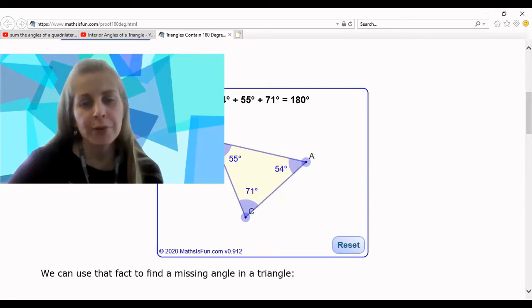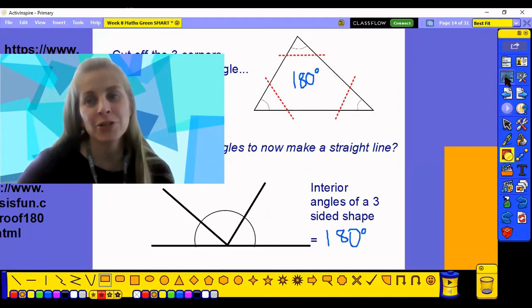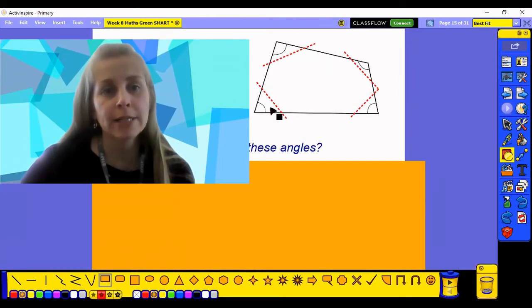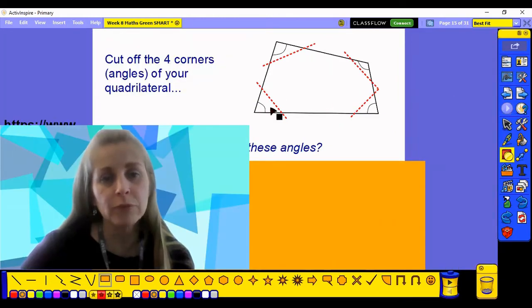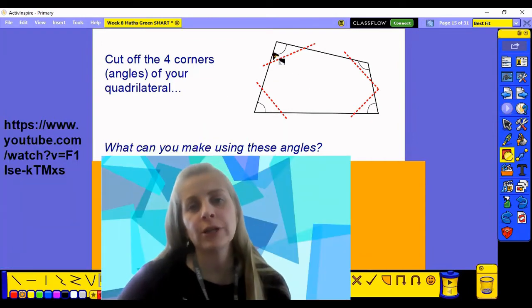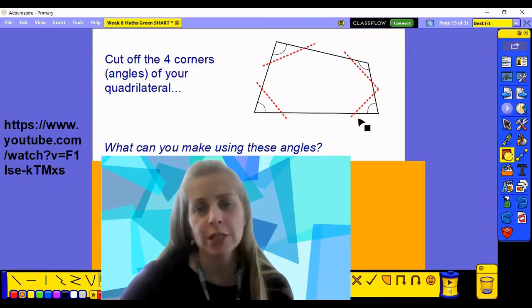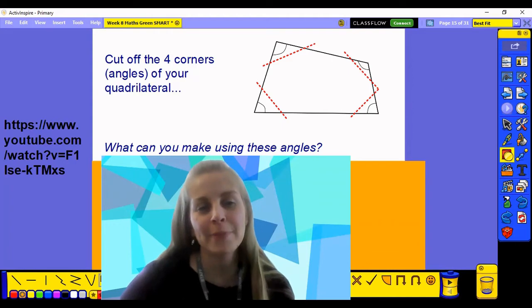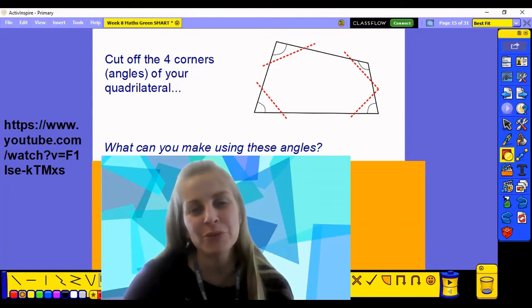Okay, so if we now go back and do a similar investigation, but this time we're going to be thinking a little bit about a quadrilateral. So what I'd like you to do with this quadrilateral, and you must make sure you've got straight sides to your quadrilateral, is cut off the corners, the vertices, and the angles from your quadrilateral, and see what you can make using these angles. So I gave you a bit of a tip with the triangle, but have a go with this quadrilateral.